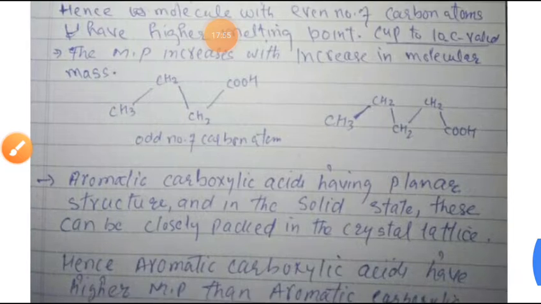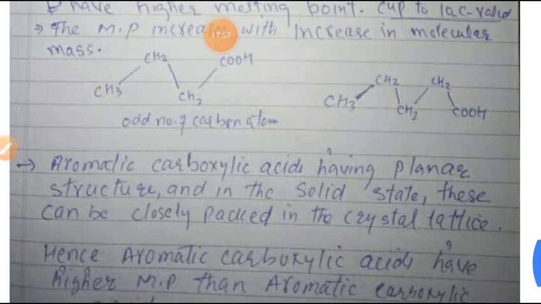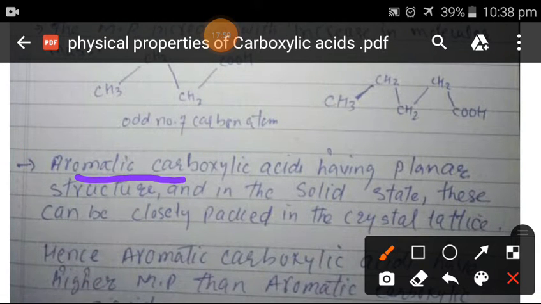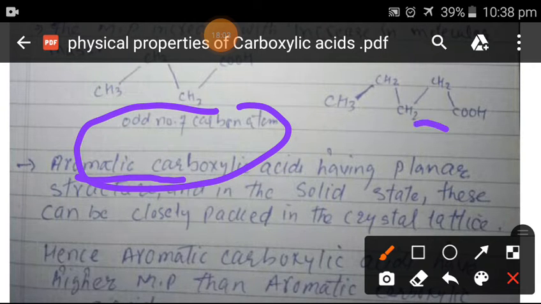Similarly, in case of aromatic carboxylic acids, aromatic carboxylic acids are actually planar. They have a planar structure. So in the solid state, these can be close packed in the crystal lattice. Because they are planar in nature, when they are in the crystalline or solid state, they get closely packed in the crystal structure.